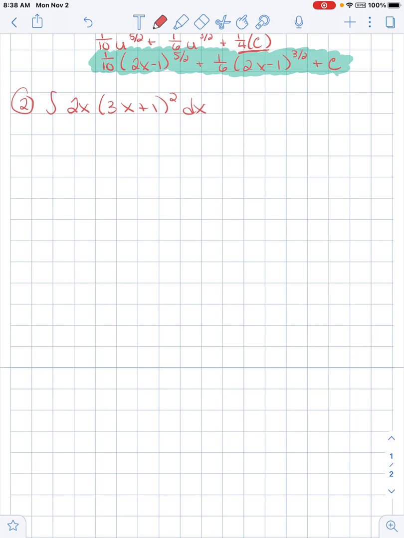So what I notice here is that we've got an inner function, u is equal to 3x plus 1. u prime, or du, is 3 dx. We don't have a constant of 3. We do have a coefficient that is 2. So if I multiply this by 2/3, and if I multiply this by 2/3, I can do some rewriting now.